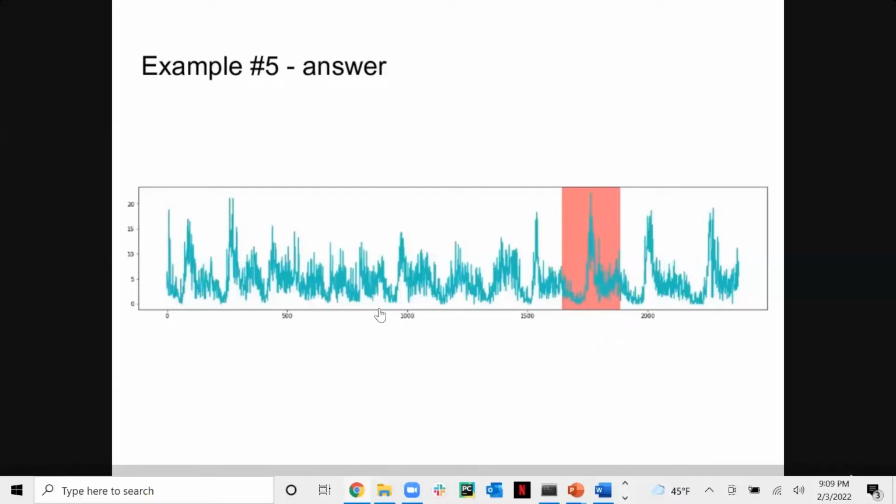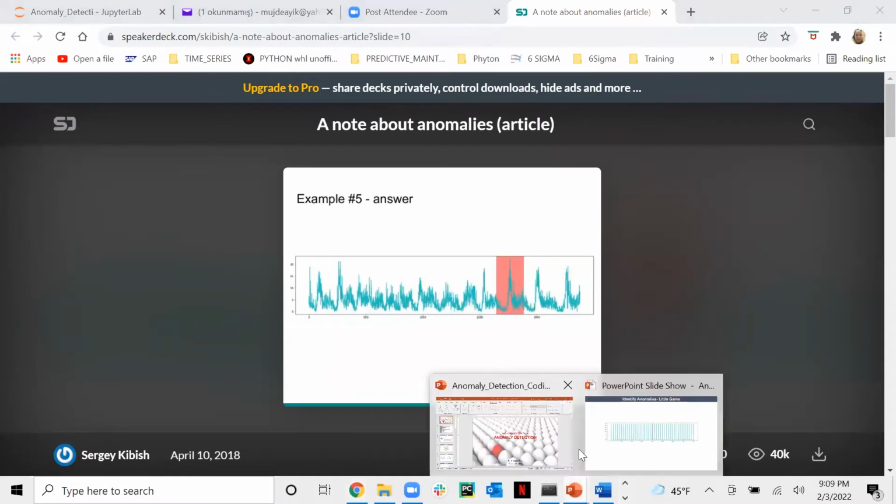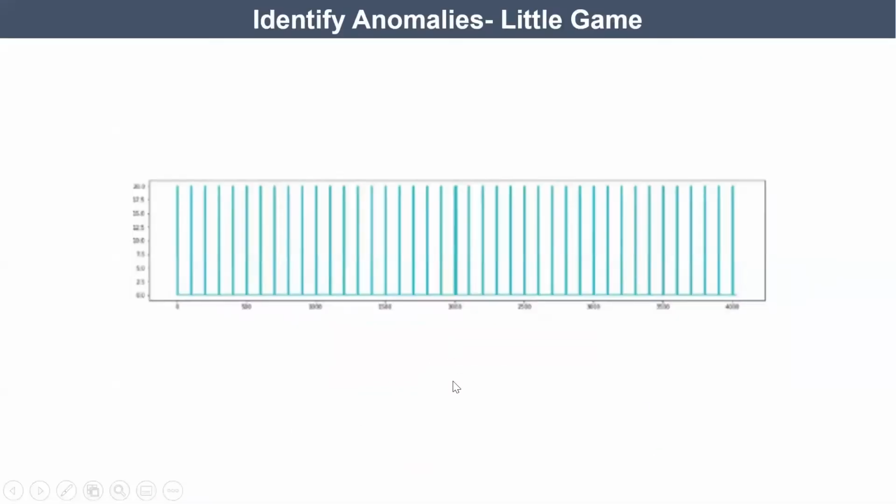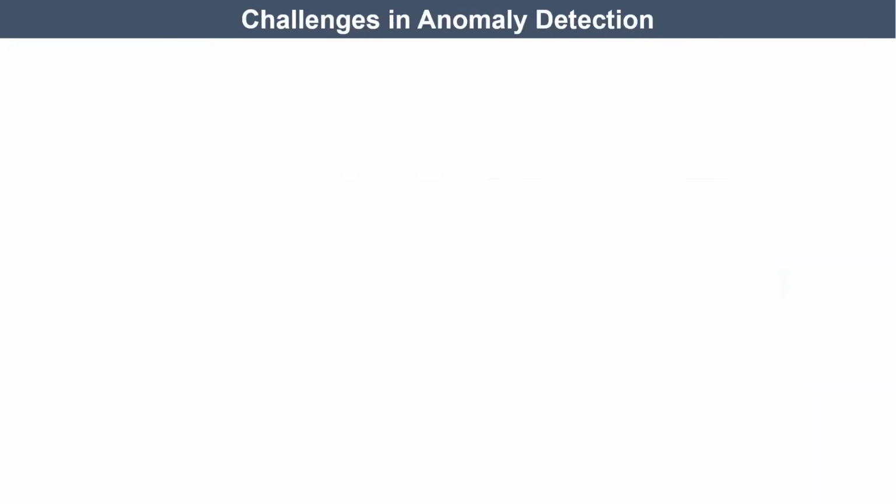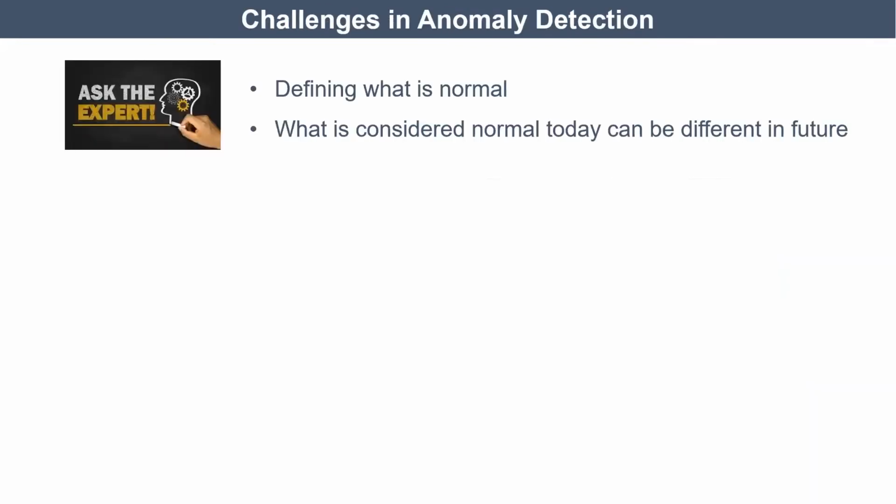So here I basically want to show that it is not always that easy to identify, especially in multi-dimensions, and especially if the signal has some periodicity and some trend, it's not very easy to identify them by visualizing the data. So the challenge is basically that defining what is normal is challenging, because today something can be normal, but tomorrow it can change.